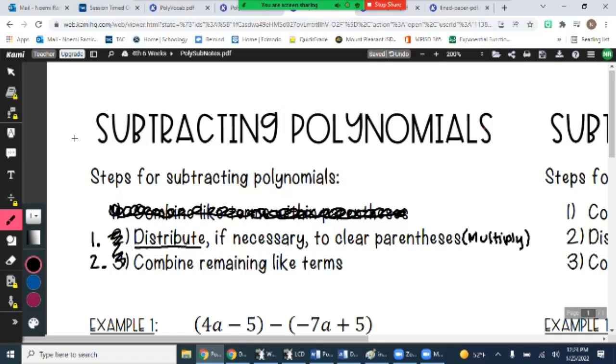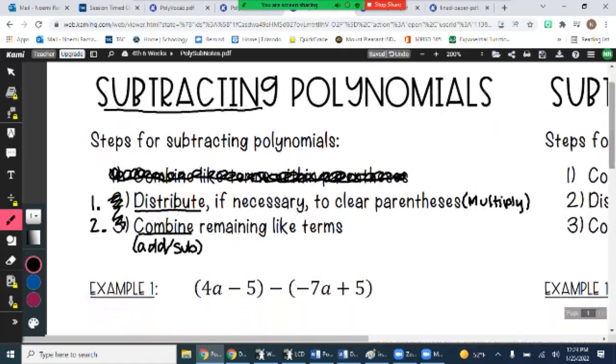Multiply. And what does it mean to combine? Or subtract. First you multiply, then you add or subtract. Same exact rules as yesterday. Now, today we are focusing on subtracting these polynomials.